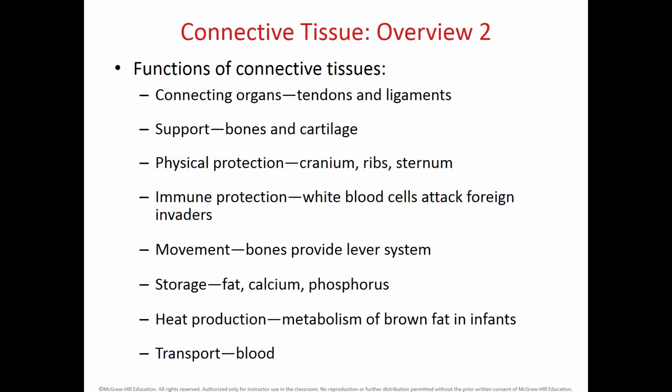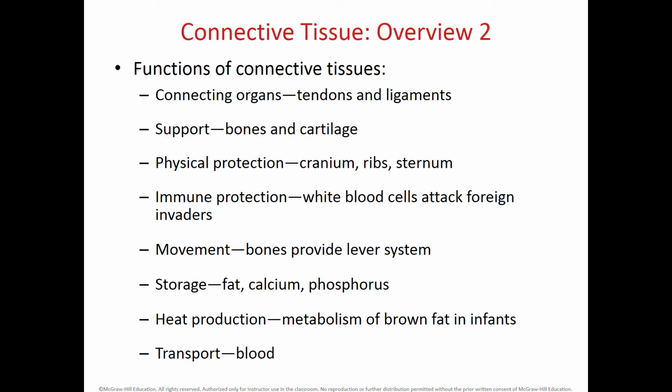So functions of connective tissue will be to connect organs, like in the case of tendons and ligaments that connect the muscle to the bone. Also to support: bone and cartilage are a type of connective tissue, so this will support the muscles. Physical protection: the bones, for instance, of the cranium protect the brain, the ribs and the sternum protect the lungs and the heart.